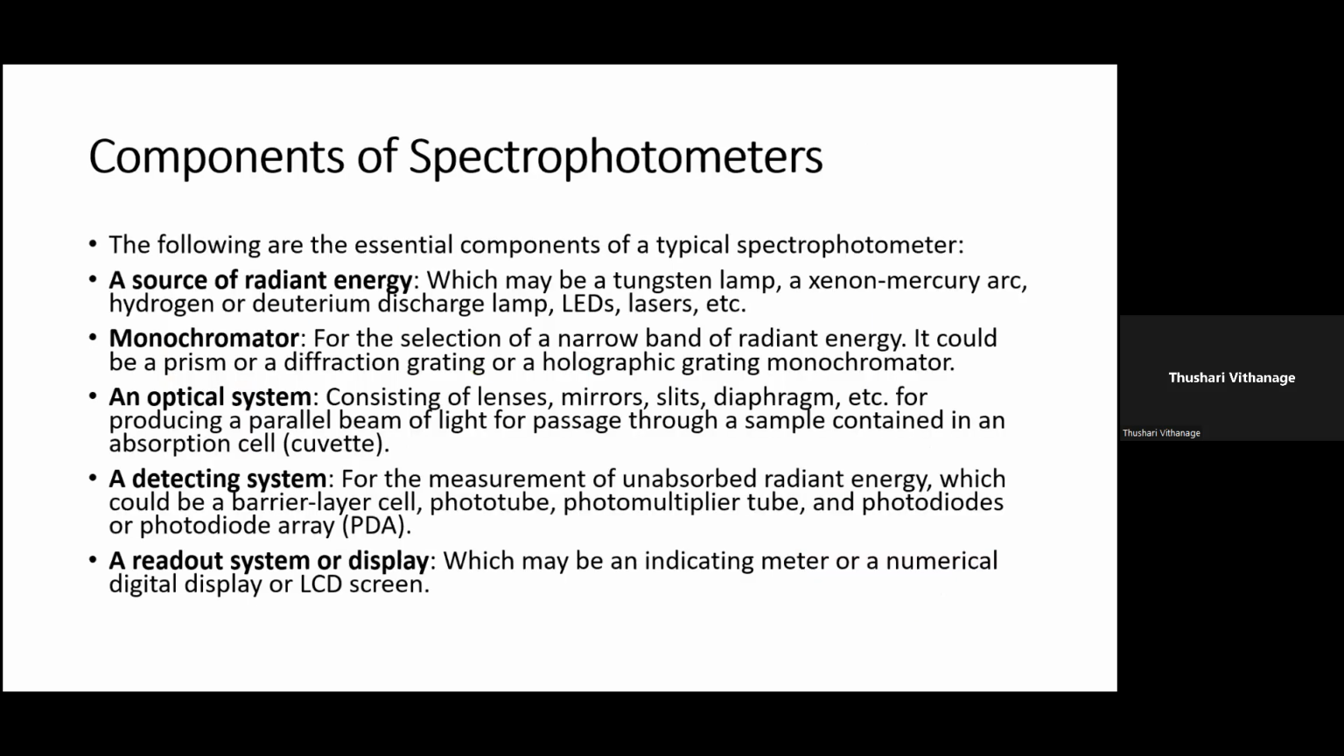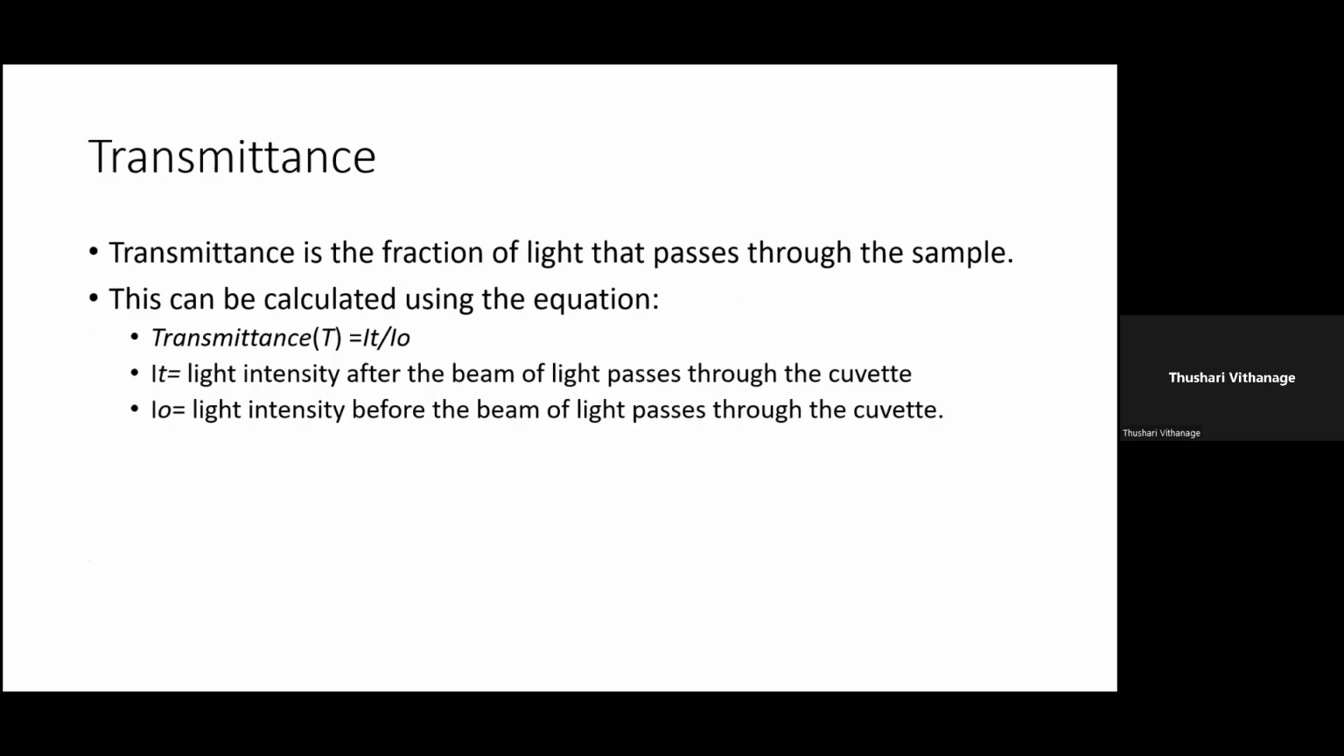So as I showed in the previous slide, the following are essential components in a typical spectrophotometer: source of radiant energy and monochromator for the selection of a narrow band of radiant energy, an optical system, detecting system, and a readout system or a display.